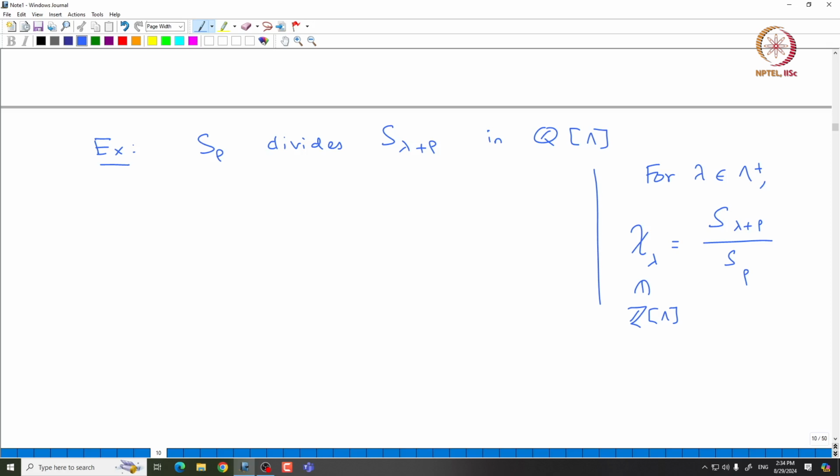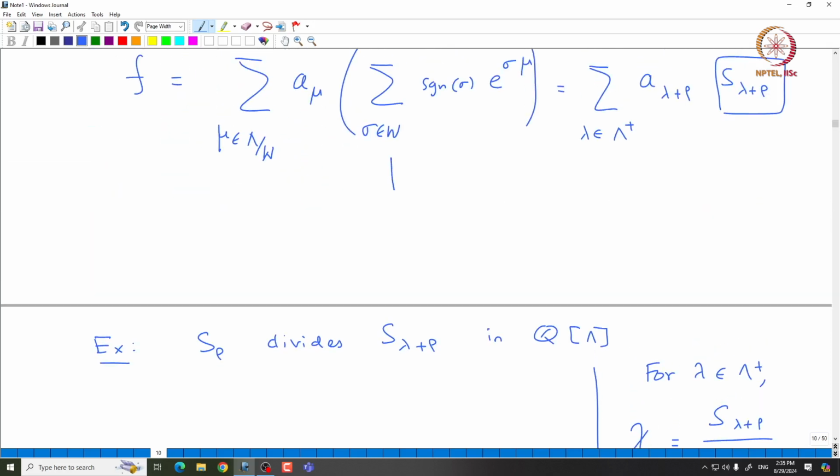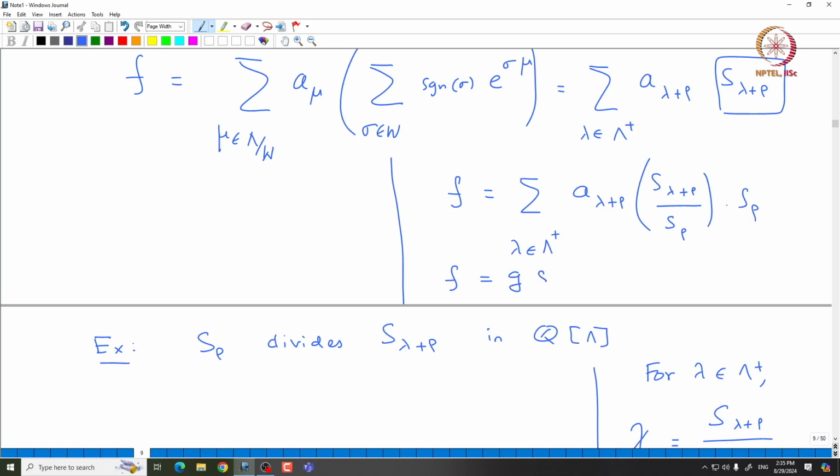But you can easily prove that S rho indeed divides S lambda plus rho. I will outline the proof in a minute, but first, how do you use this to conclude the result that we wanted? You can write F as the summation of A lambda plus rho, S lambda plus rho divided by S rho, times S rho, where lambda is in capital lambda plus. Now, this tells you that F is equal to G times S rho, where G is the summation of A lambda plus rho, S lambda plus rho divided by S rho, where lambda runs over capital lambda plus.